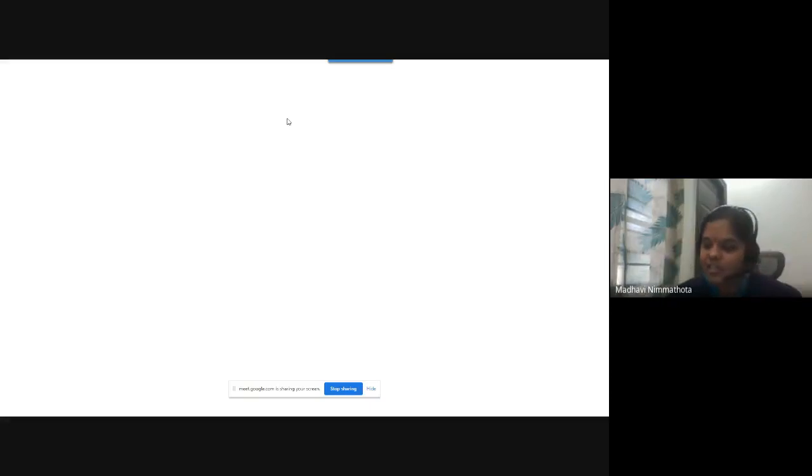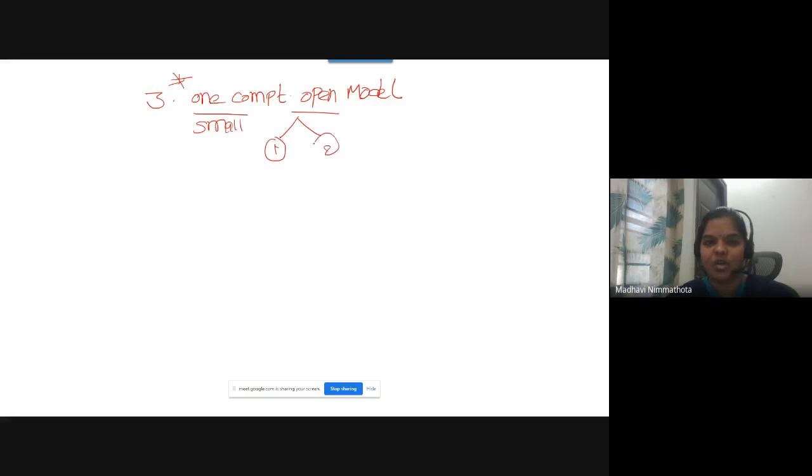Okay. Next topic is number 3, unit 1, compartment open model. One compartment open model. Seema, you just concentrate more and more on this topic. This is the most important topic from your final exam point of view, and also this is a very small unit. You have only 2 topics in this unit. Once you go through the syllabus, you can find it out.